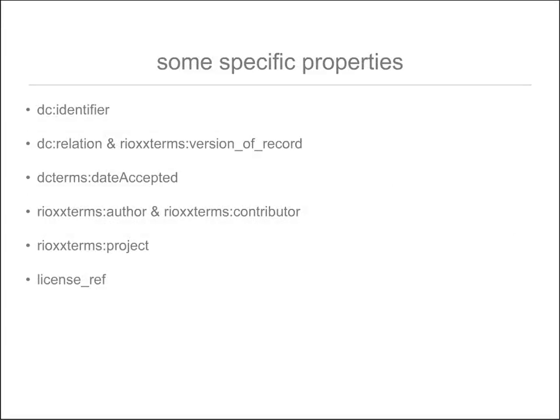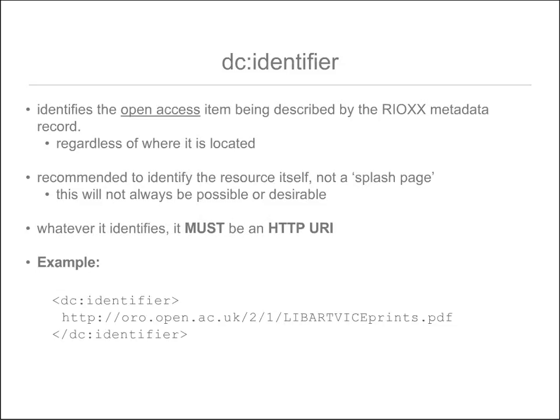So I'm going to quickly talk about some of the specific properties which relate to those concerns. So firstly, we use the DC identifier property. So this is straight out of the Dublin Core terms. We use it to identify the item, the actual open access item, which is identified by the metadata record. It's important to understand that this is not the published paper, or what we might call the version of record. This is the PDF typically which has been stored on the repository, so it's the open access item.